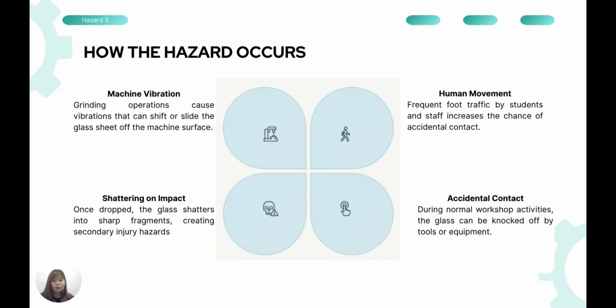Normal grinding operation causes the glass to move right off the edge. Combined with high student and staff foot traffic, a simple accidental knock with a tool could send it tumbling down, shattering it into hazardous and sharp fragments.